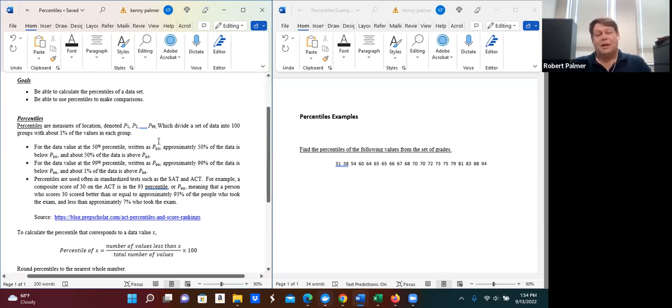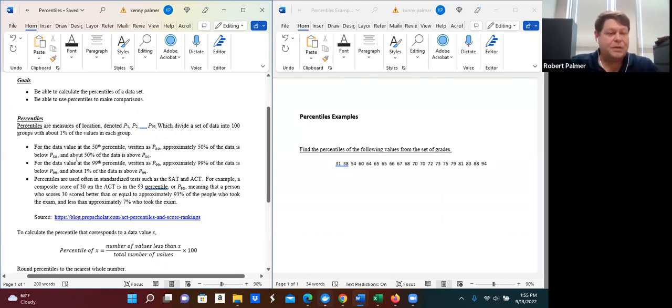Remember, to find the median of a data set, you put the data values in order and you find the middle number. We don't really care so much what the middle number is, we just know that it's the middle. So what we're doing is putting our data values in order, basically dividing them into 100 groups with about 1% of values in each group. Those are what are called the percentiles. The data value at the 50th percentile, written as P50, right in the middle, is the same as the median. Approximately 50% of the data is below P50, and about 50% is above P50. So P50 is also the same as our median.